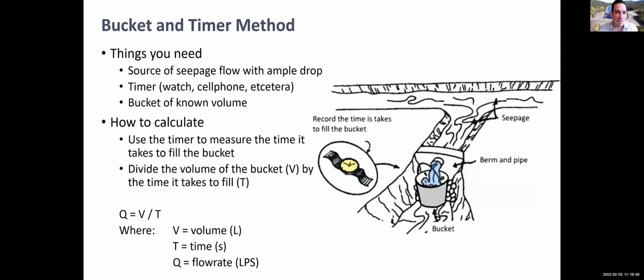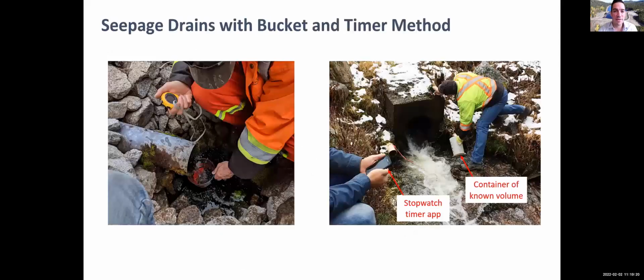So here's a bucket and timer method. So simple, right? You need some sort of setup where the flow can drop into a bucket, and then you just need a timer and a bucket. How to calculate? It's just the volume over time. You divide volume by time, and you get your Q. If you're using liters and seconds, you get liters per second. Really convenient method.